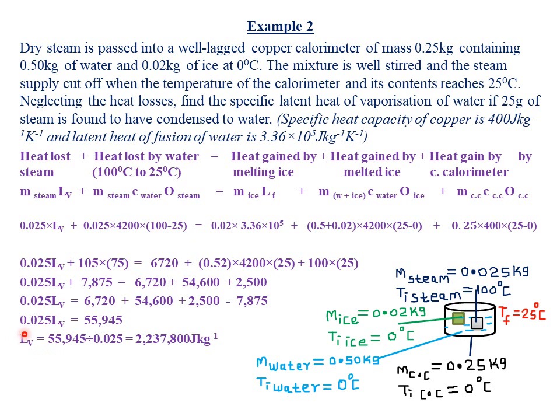55,945. So if I want the value of Lv, I'll simply divide both sides by 0.025, so that Lv will be equal to 55,945 divided by 0.025. You perform this quotient and you'll obtain 2,237,800 joules per kilogram. So that is the specific latent heat of vaporization of that particular steam.